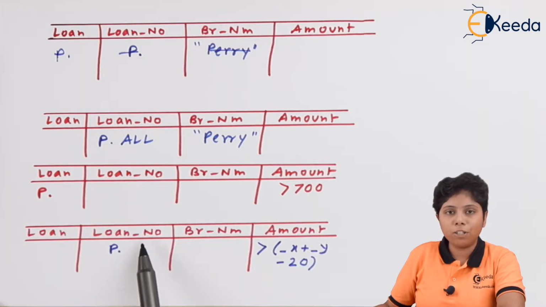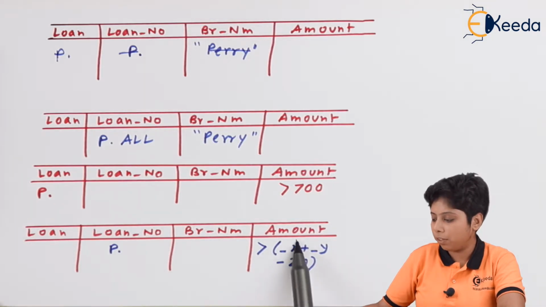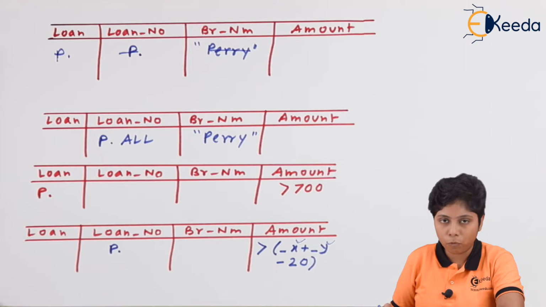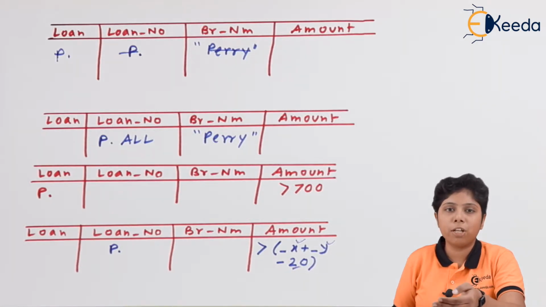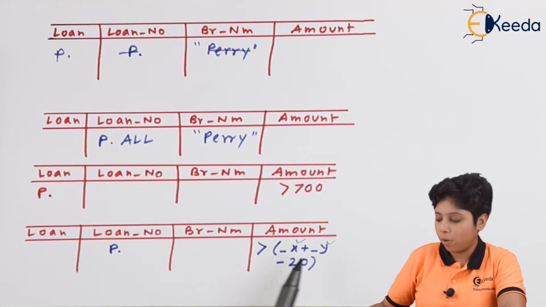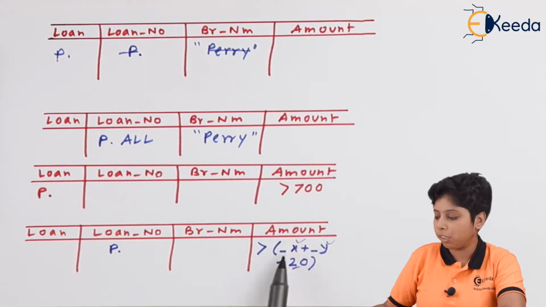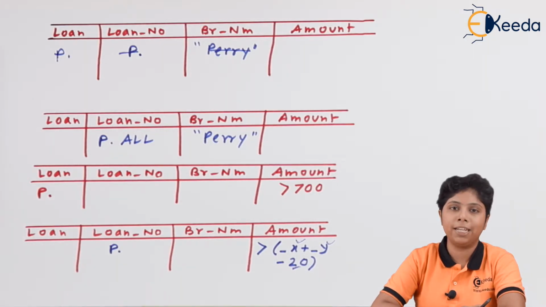Now I want the query with P dot, that means I want all the loan numbers of some amounts that is considered to be the variable of summation x and y, and then minus 20 from it. That means the x and y variables' values will be given by the user, and then we will subtract 20 from the summation. As the result, we will check the amount against it. If it is greater than the result, then we will fetch all the loan numbers against it.